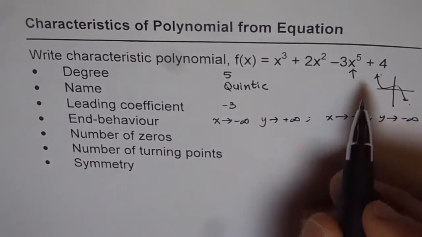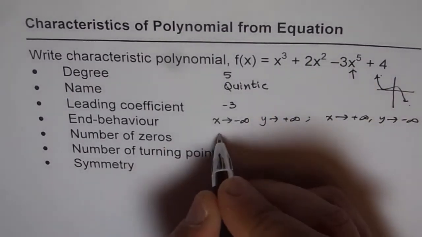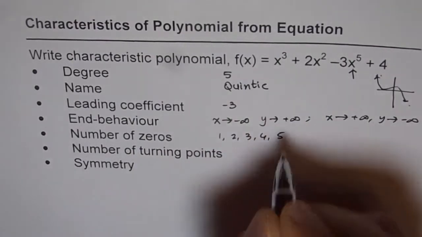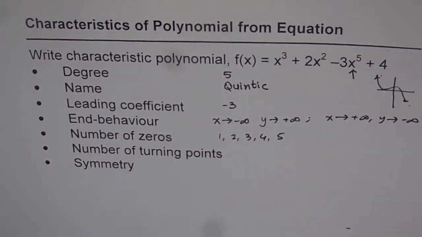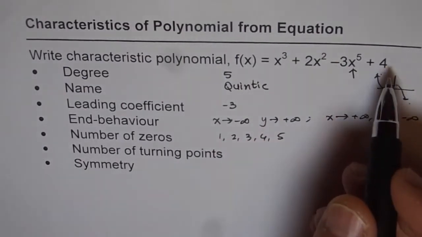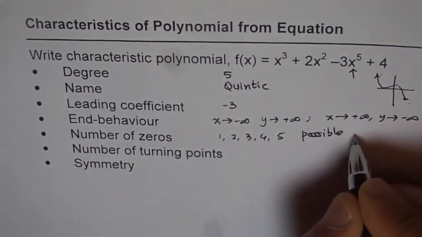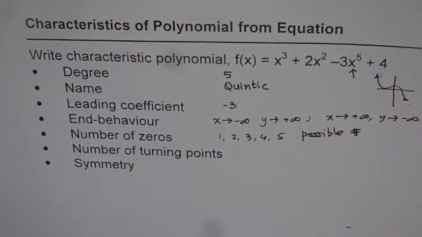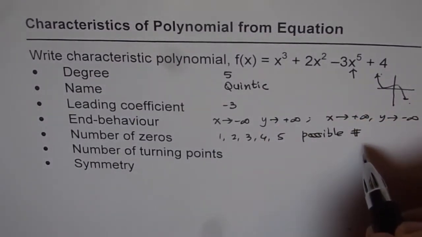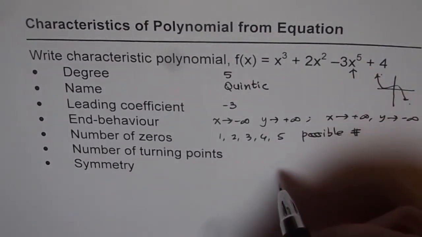from 1 to n, correct? Now the degree is 5, so the number of zeros could be 1, 2, 3, 4, or 5, right? So that is the possible number of zeros which you can have. And of course it is not 1 since there are more factors in this, but these are possible number of zeros, right? So in any polynomial which is odd degree polynomial, you have to have at least 1 and the maximum is equal to the degree of the polynomial.